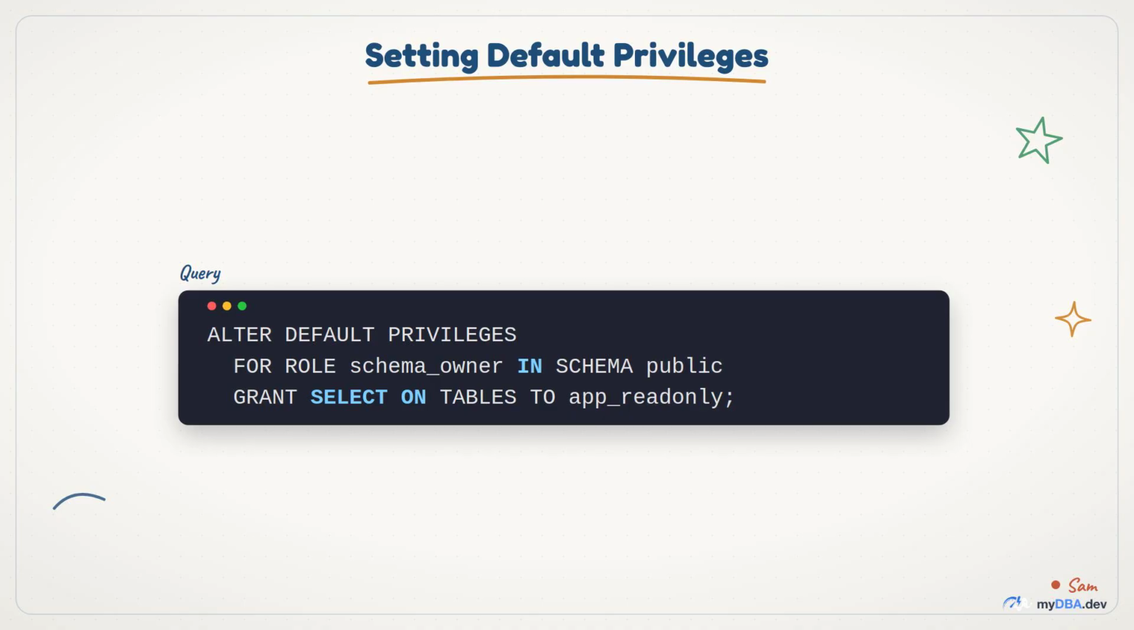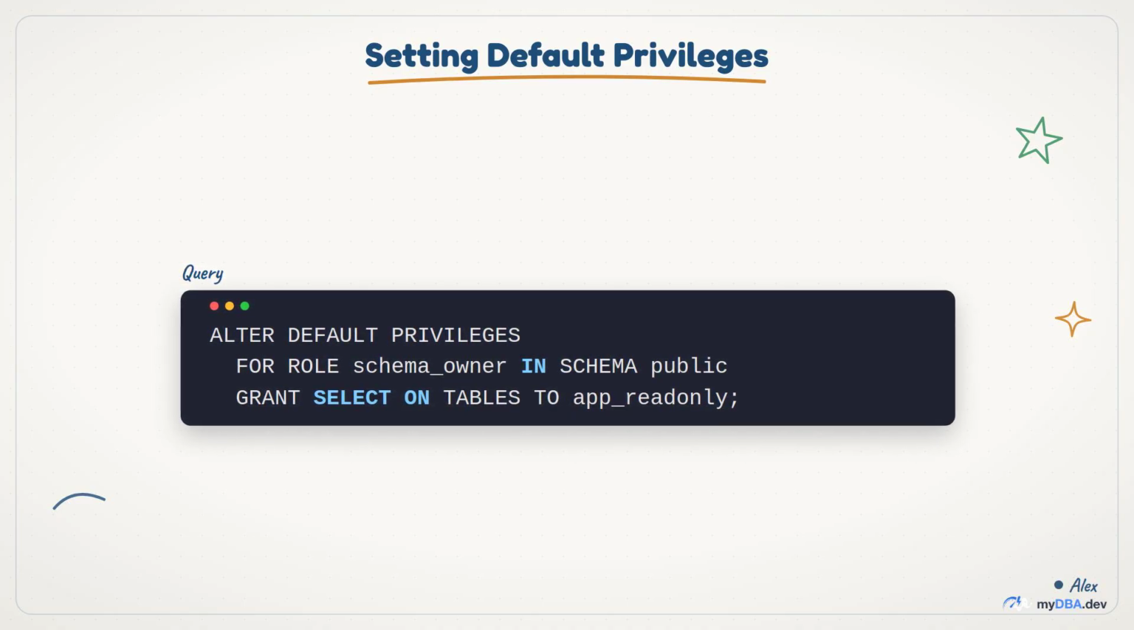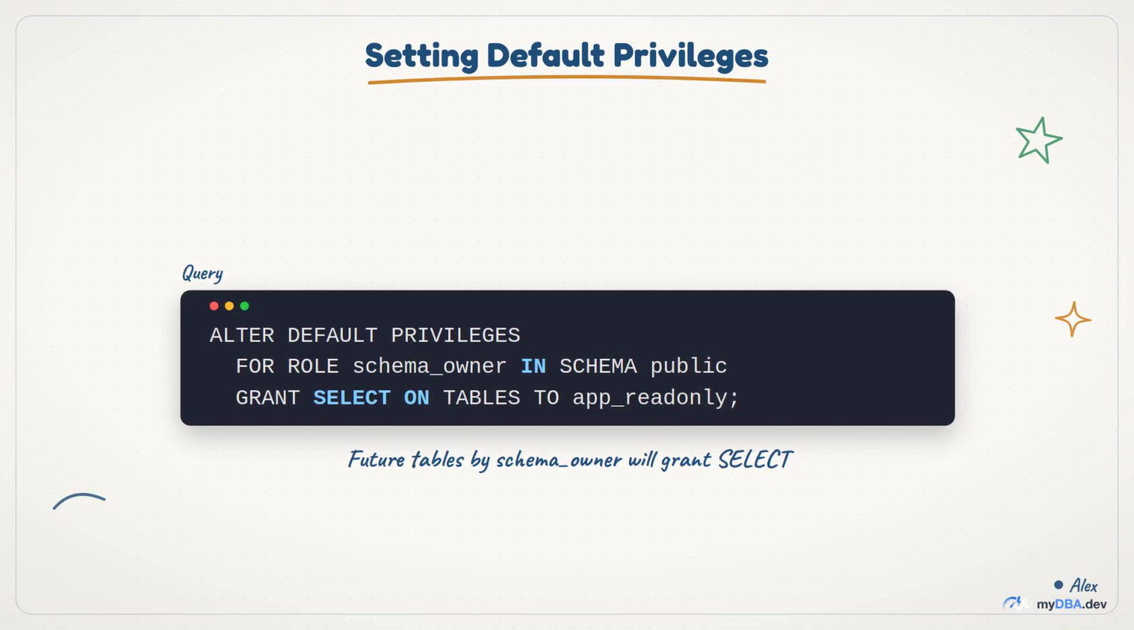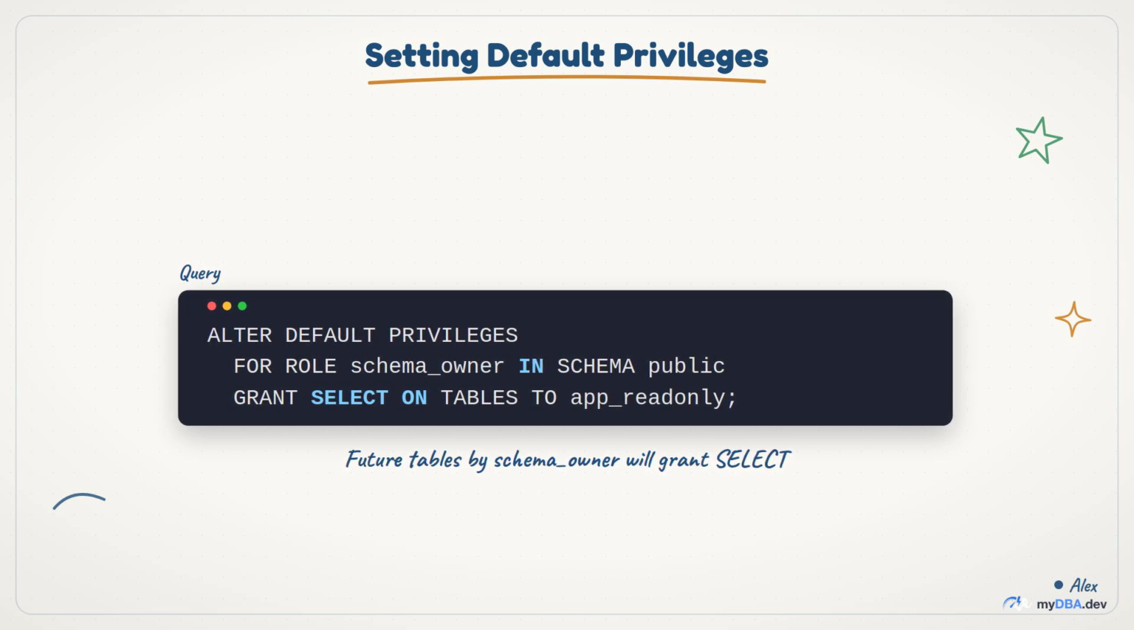So if a different role creates a table, this doesn't apply? Correct. If you have multiple roles creating objects, you need to set default privileges for each one. Or better yet, have a single schema owner role that creates all objects and set default privileges for that role.